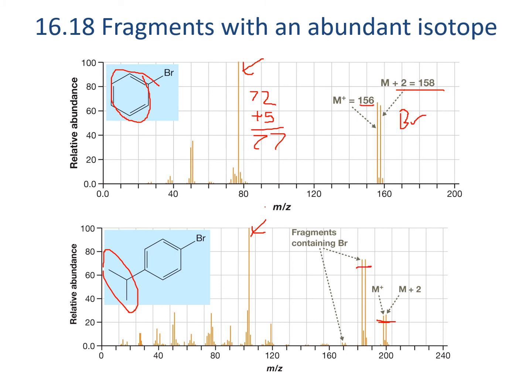But we also can see that there's a fragment that contains bromine because there's another set of peaks that are 2 apart of about equal height, and we know that those contain bromine. There's even a not particularly stable fragment down here that also contains bromine. So looking for these 1-to-1 ratio M and M plus 2 peaks, or having a 3-to-1 ratio in an M plus 2 peak, can be really helpful for identifying what types of molecules we have.